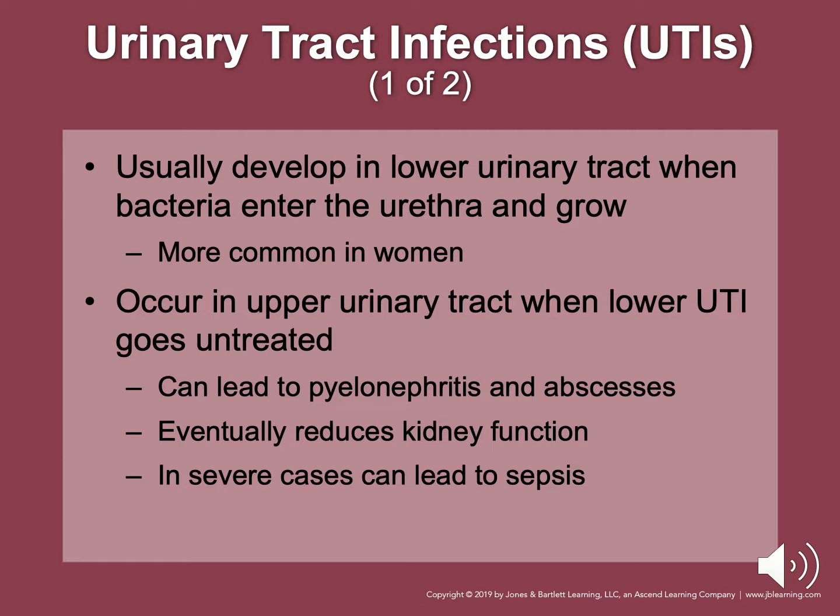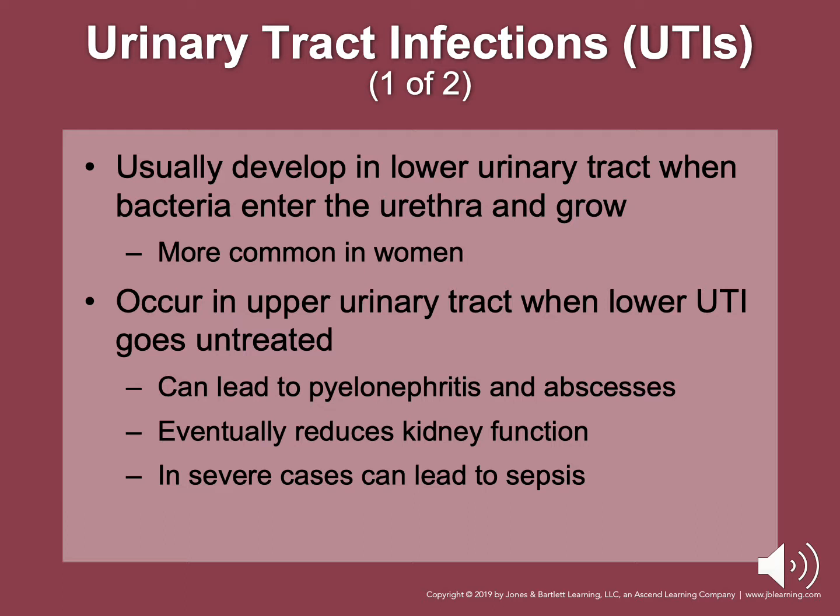It's more common in women. A UTI can also occur in the upper urinary tract, most often when a lower UTI goes untreated. Upper UTIs can lead to abscesses, eventually reduce kidney function, and in severe cases, more commonly in the elderly, untreated UTIs can be serious. Common problems with a UTI are pain on urination, frequent urges to urinate, and difficulty in urination.